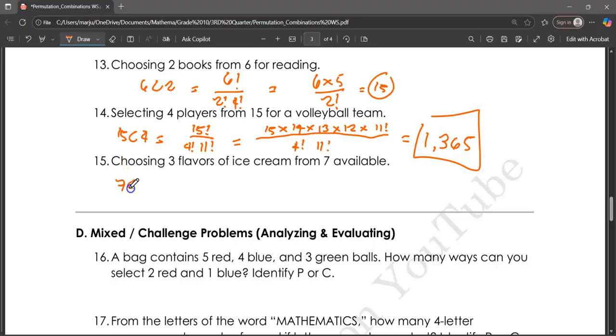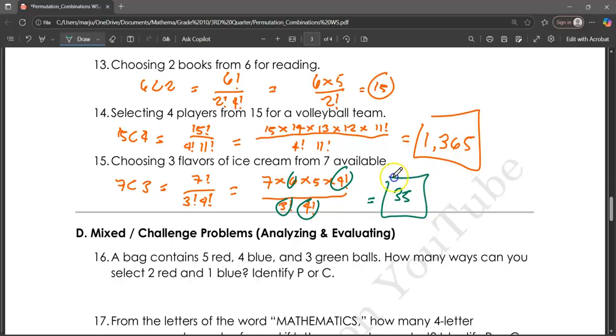Number 15, choosing 3 flavors of ice cream from 7 available. So again, this is 7, choose 3. This is 7 factorial over 3 factorial times 4 factorial. This is 7 times 6 times 5 times 4 factorial over 3 factorial and then 4 factorial. This cancels out. We know that 3 factorial is 6, so this is actually canceled out. You're going to have 35.